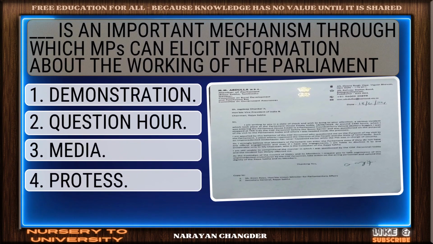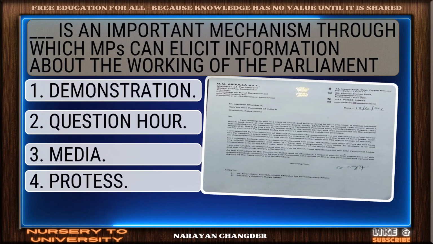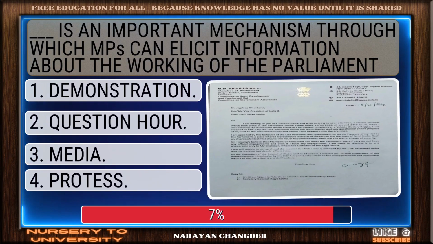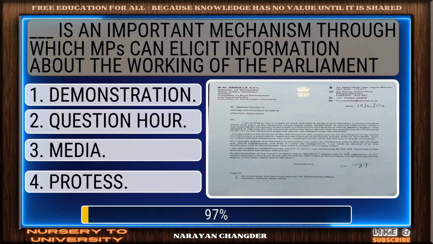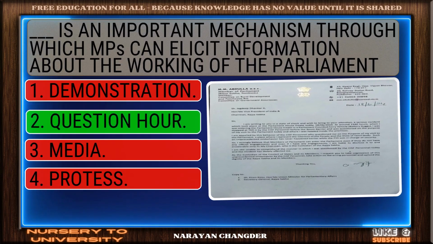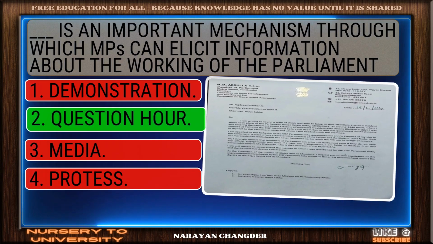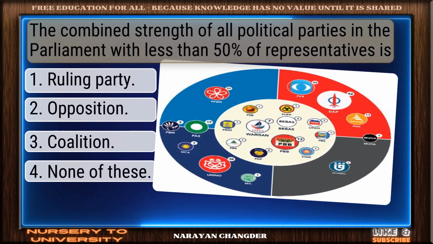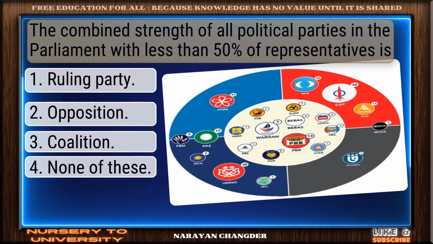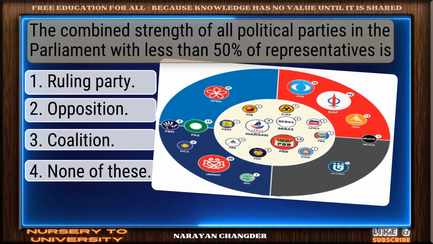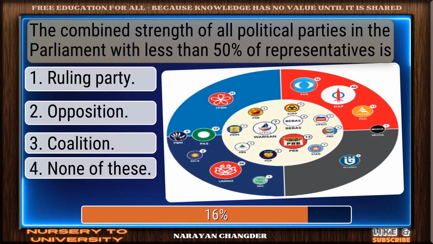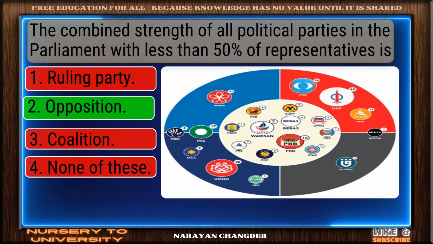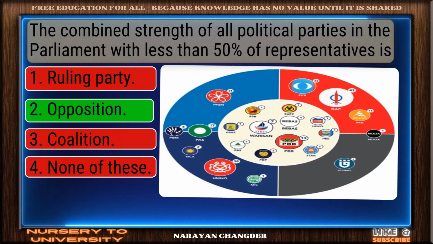Question number 18. Question hour is an important mechanism through which MPs can elicit information about the working of the Parliament. Solid response. Question hour is a valid choice. Question number 19. The combined strength of all political parties in the Parliament with less than 50% of representatives is... Excellent. Opposition is a brilliant choice.